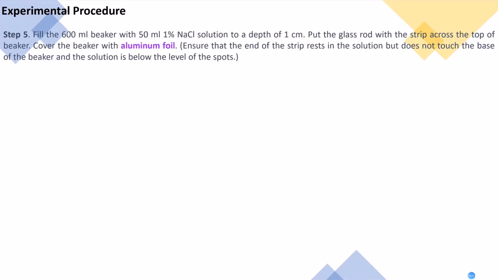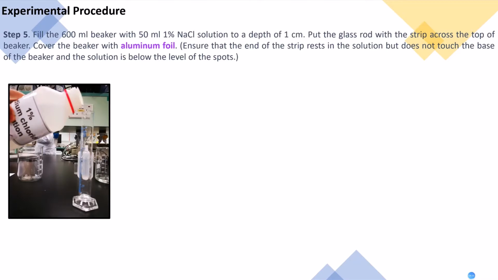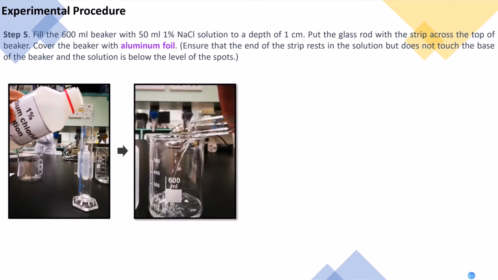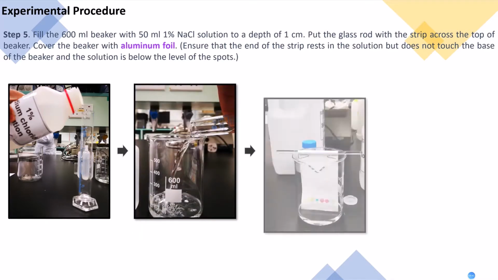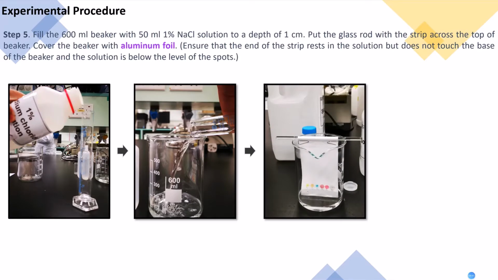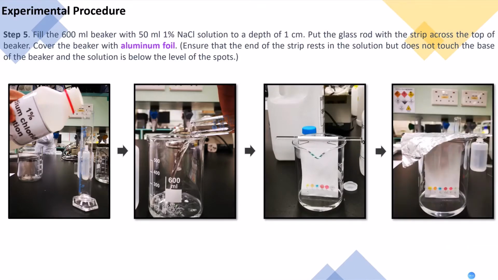And next step, fill the beaker with 50 ml of 1% sodium chloride solution to a depth of about 1 centimeter. Put the glass rod with the strip across the top of the beaker. Ensure that the end of the strip rests in the solution but does not touch the base of the beaker, and the solution is below the level of the spots. Cover the beaker with aluminum foil.